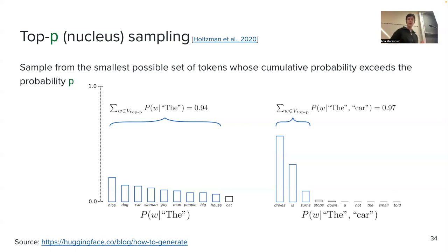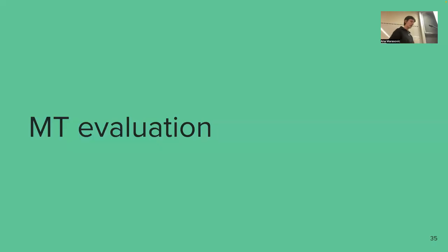Okay, so with that, let's finish with MT evaluation. Now we have a model, we know how to generate the next word, we know how to change the model with the information from the loss. We now know how to sample the words from the distribution over our vocabulary. Now we have produced a sequence. How do we evaluate whether that translation is any good?